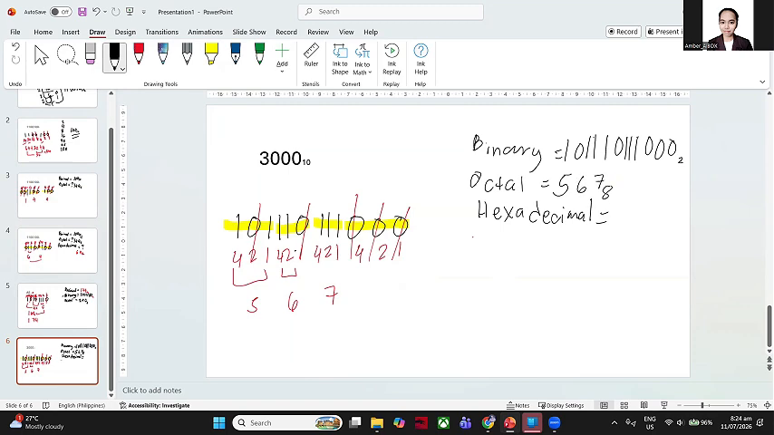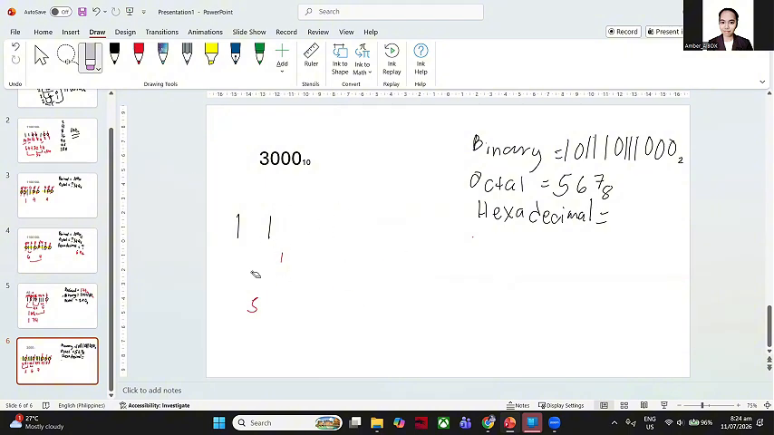567 to the octal. Now, let's rewrite again the binary to find our hexadecimal. So, 1 0 1 1 1 0 1 1 1 0 0 0. Okay, let's group them into 4 members. 1, 2, and then 3. Okay. So we have 3 groups.